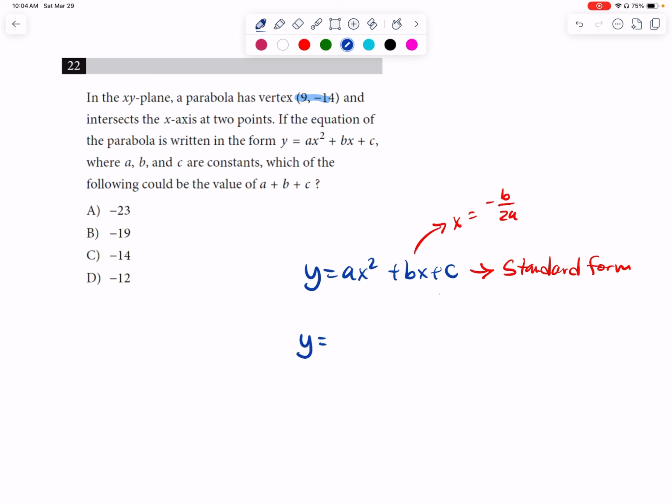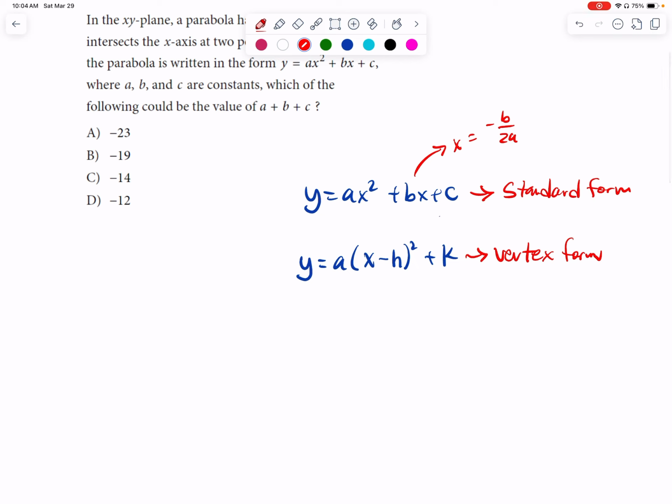y is equal to a times (x minus h) squared plus k. Again, this one is referred to as vertex form, and it's called vertex form because the vertex is given to us as h comma k. Now notice that the h already has the negative on it and the k doesn't. So the vertex here, h comma k, is equal to our vertex.